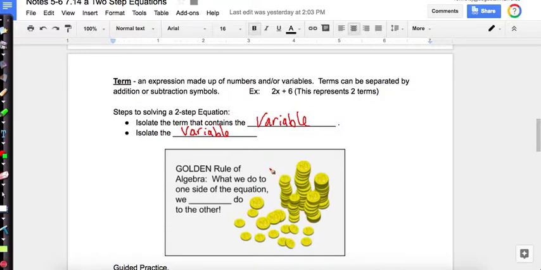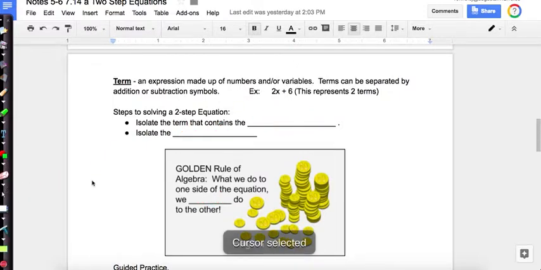And the golden rule of algebra is what we do to one side of the equation, we must do to the other. And these are called the properties of equality. Remember, adding or subtracting on both sides is the addition or subtraction property of equality. If we're multiplying or dividing the same number on both sides, then that's the multiplication or division property of equality.